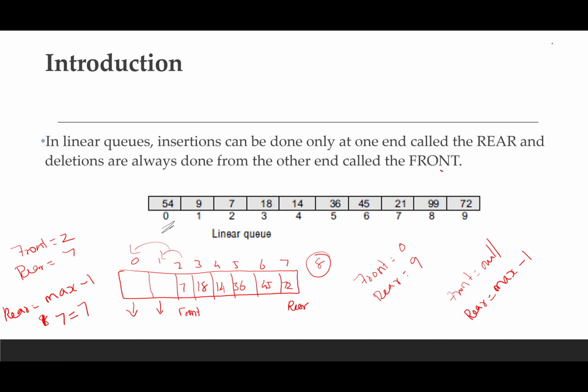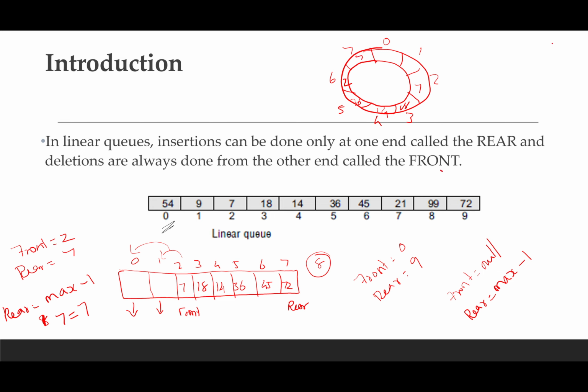The second option is to use the circular queue. In a circular queue, the first index comes right after the last index. The circular queue will be like this. If you start the index from 0, 1, 2, 3, 4, 5, 6 and 7, with the same issue, for example, the elements are like this: 7, 18, then 14, 36, 2 and 7.